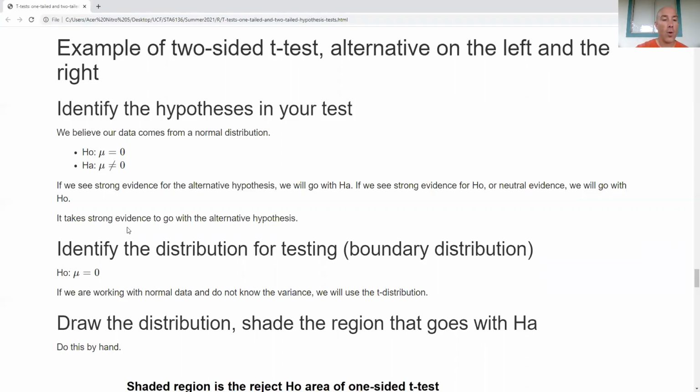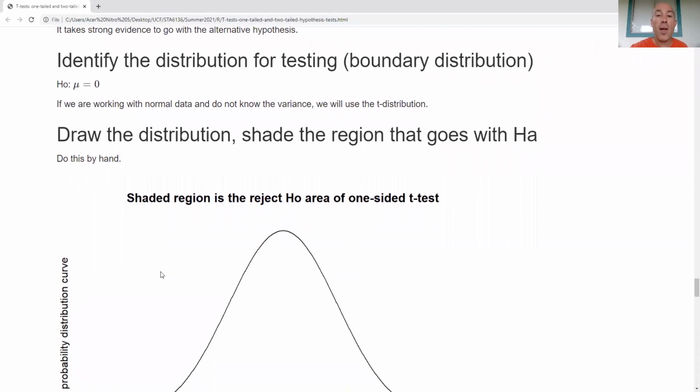Here I need to identify the distribution for testing. I'm going to identify that value. Here there is only one value in my null hypothesis. Therefore, it is the boundary one. That's the one I'm going with. In the one-sided test, there's infinitely many. Here, I just have one possible value. Now I'm going to draw the distribution, and shade the region that goes with the alternative.